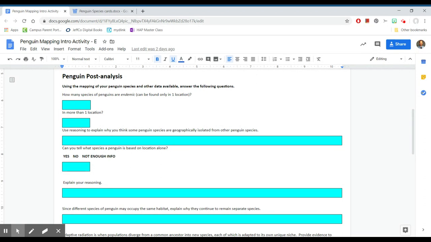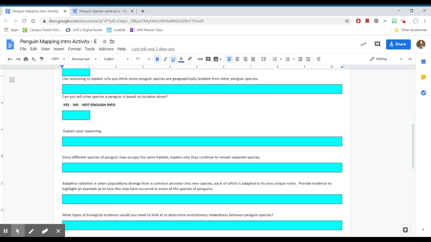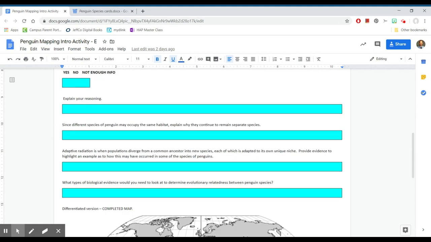And then, do you think we can tell what species a penguin is based on location alone? So if we just look at one location, do you think we could tell, hey, that's definitely that kind of penguin based on the fact that I'm finding that penguin right here, right now? That'd just be a yes, no, or not enough info. You just write it in there and explain why you came up with that.